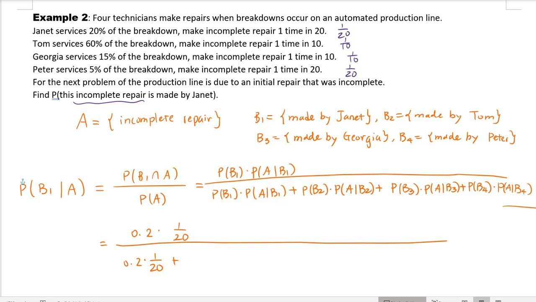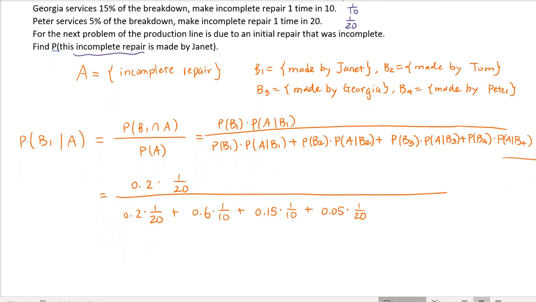P of B2: Tom serviced 60% of the breakdowns, so 0.6, and the probability of him making an incomplete repair is 1 over 10. And then Georgia serviced 15% of the breakdowns, so 0.15, and the probability of her making an incomplete repair is 1 over 10. And Peter serviced 5%. 5% is 0.05. And the probability of making an incomplete repair is 1 over 20.